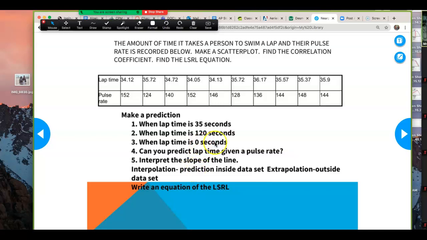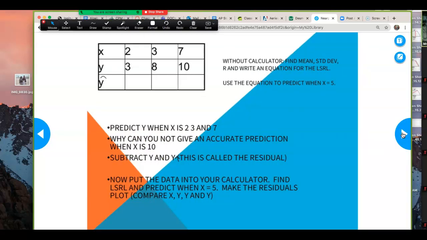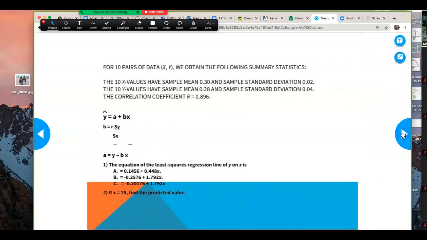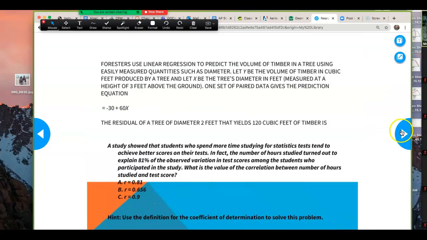Write an equation on the line. So again, we would put the lap time data into list 1, put pulse rate data into list 2, and then write a least squares regression equation by getting A, B, R squared, and R. We don't have time for all of these.